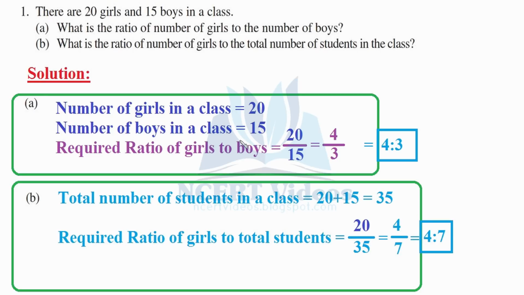So the required ratio is simply a division. When you cut it, 4 5s are 20, 4 5s are 20 and 3 5s are 15. Now it is in simplest form, that is 4 by 3. And therefore it is your required ratio.